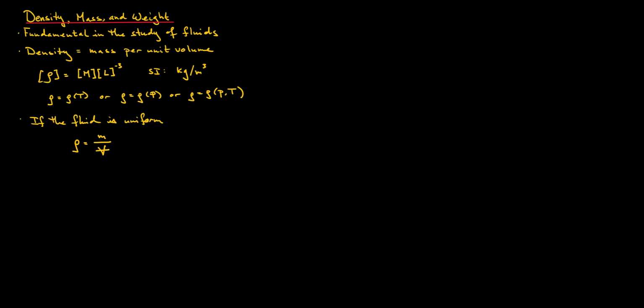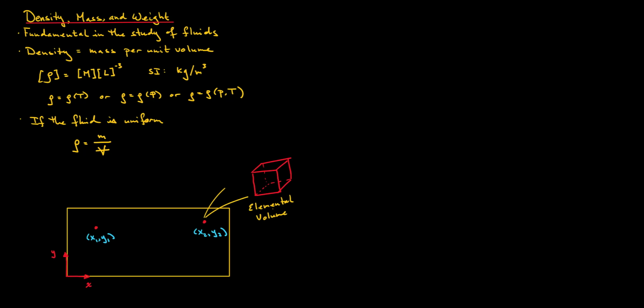But what if the fluid were compressible? What does this mean? If we have a compressible fluid, then perhaps a small volume in one part of the fluid might contain more mass than another part of the same volume. So consider this schematic here. We have a certain volume with 2 points located at x1, y1, and x2, y2. If we zoom in into point 2, what we have is an elemental volume.